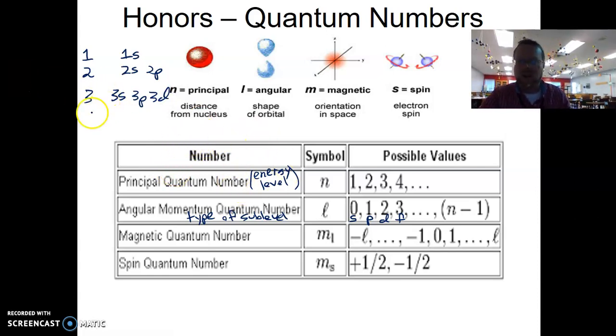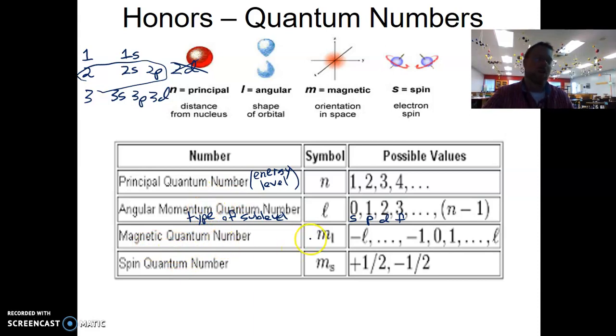Let's focus in on the 2nd energy level. If n equals 2, then l could be 0, l could be 1, but l can't be 2 because it has to be less than n. And so that rules out the 2d. This makes sense because if you've watched my other videos, there's no such thing as a 2d. So that helps to explain that from a variable standpoint.